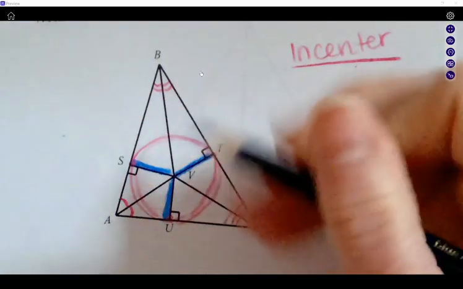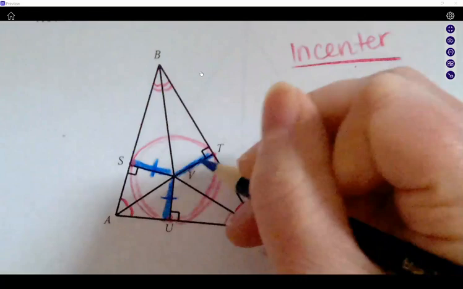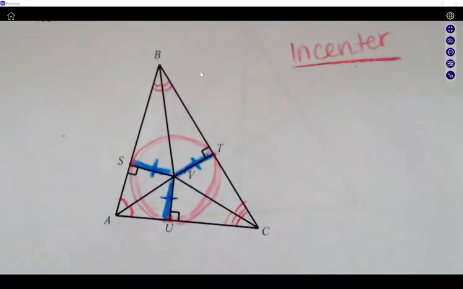So the thing is you've got to be able to tell the difference between an incenter and a circumcenter. Incenter, the circle is inside of the triangle. A circumcenter, the circle is around or circumscribed about the triangle.